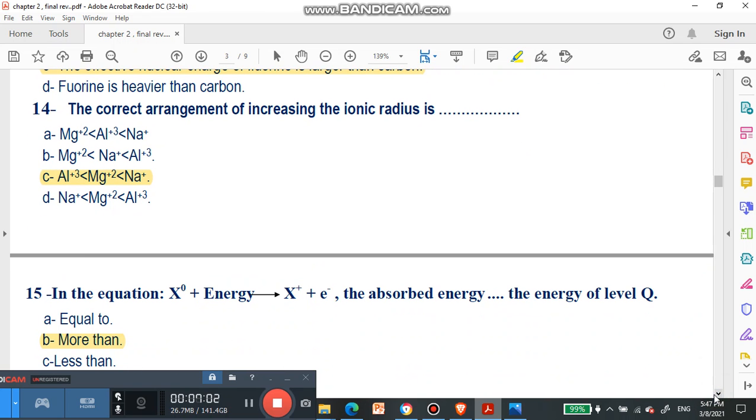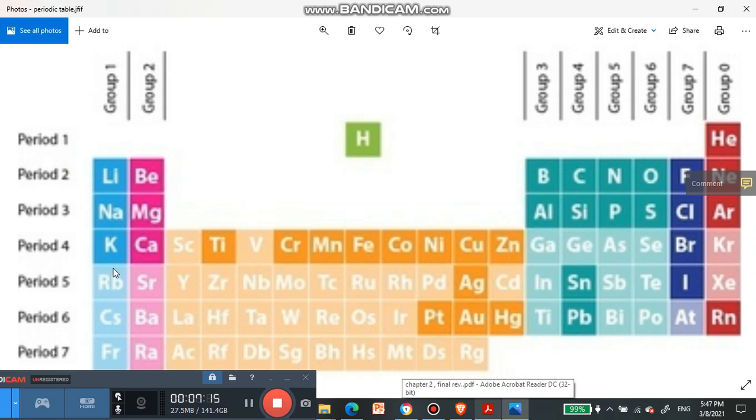The correct arrangement in increasing ionic radius is, as we said, when we are looking at the periodic table, we have here Na in group 1, magnesium in group 2, and aluminium in group 3. What about the radius of them? When we lose 1 electron, we have a large size, so it does not take a large amount of energy to remove the electron. When we remove 3 electrons, the radius will decrease. So in the case of ions, by losing a large number of electrons, the radius will decrease more.